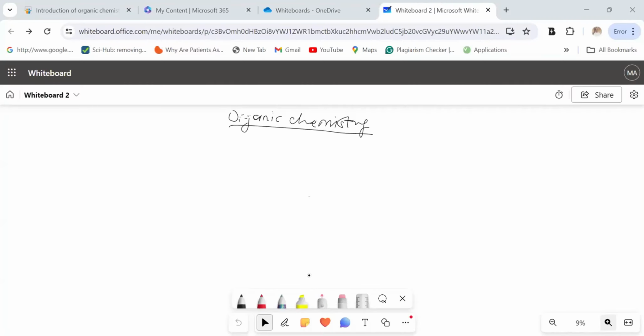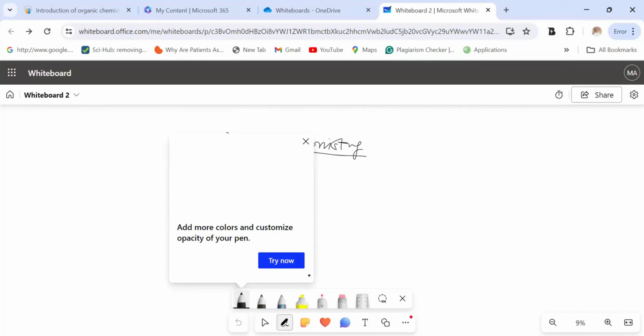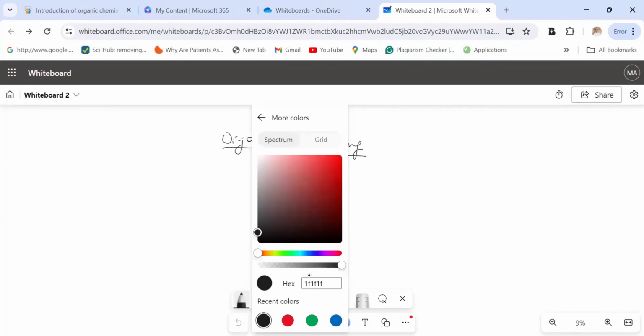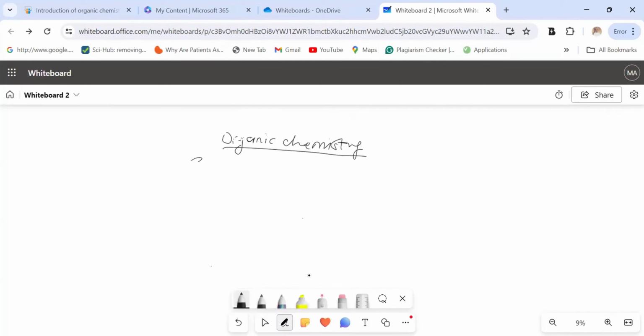Organic chemistry is the chemistry that deals with the study of carbon compounds. It's the study of carbon compounds.